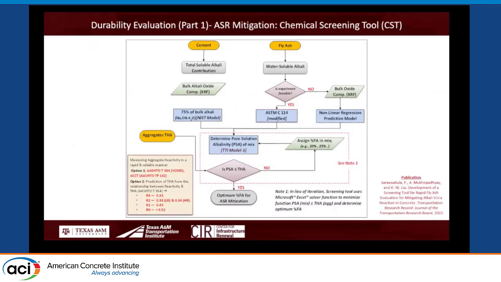This is the ASR research. That's what I told. This is the summary of how to do the optimization of a new ash that comes to you. Suppose you know the aggregate reactivity, how much do you need to mitigate that ASR? ASTM C1778 talks about 2 years, and at a very minimum DOTs do 2-year tests, right? So you need some quick solution.